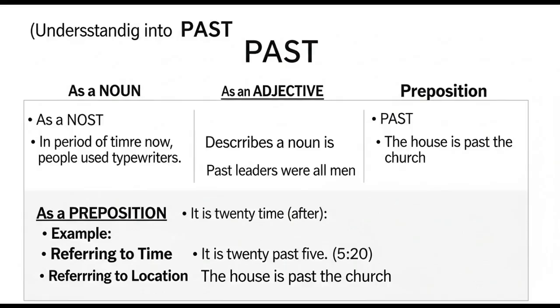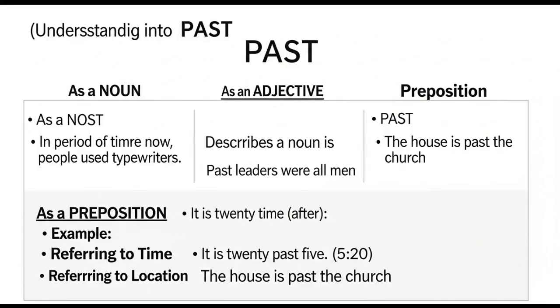Now, what is an adjective, in case you're wondering? What an adjective does is it describes a noun. In the sentence I just said, leader is the noun, and we're describing the noun leader using past. What type of leader? Leaders from before. Past leaders. Okay.